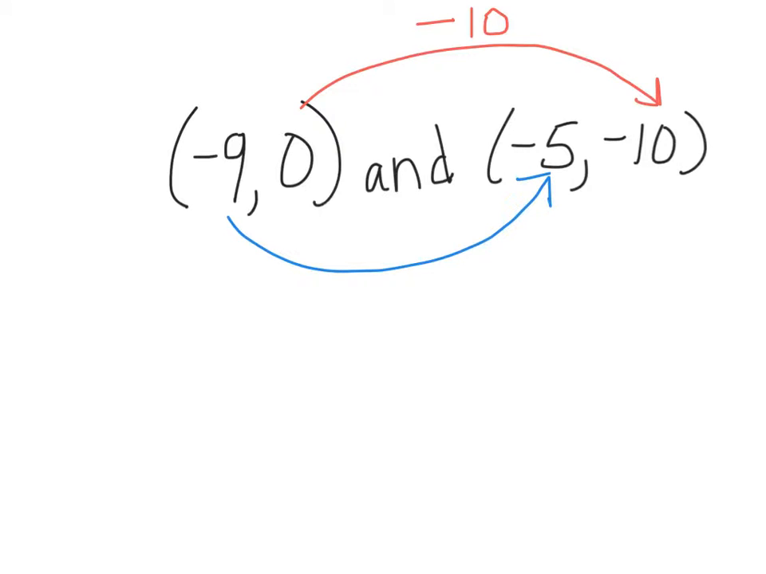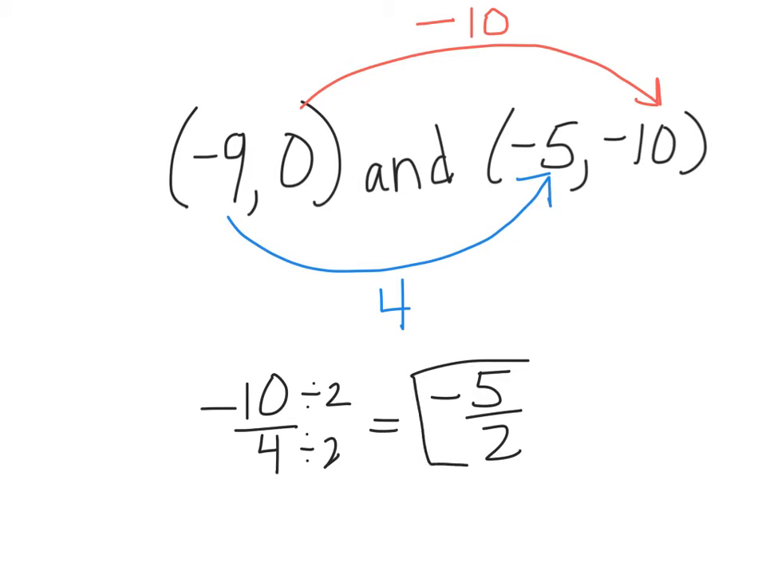Are you going up or down here? In this case, you are going up. You're getting closer to 0, so you're going up. And how far? 4. So my slope is -10 over 4. That can be simplified because both of those can be divided by 2. And so the answer is -5 over 2.